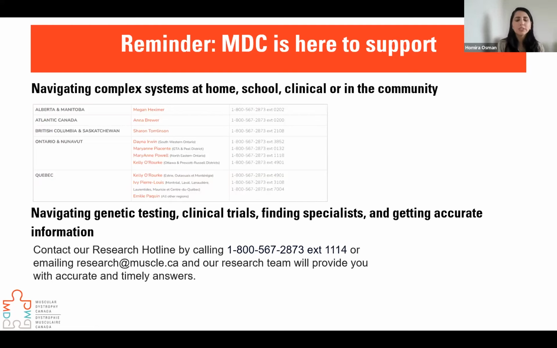We also have a research hotline that's nested within our system navigation program. If you need help getting a genetic test, finding a clinical trial, understanding what the clinical trials out there are and what those therapies are all about, finding specialists, getting accurate information, you can always reach out to us. Hey, I saw this article. What does it really mean? How does it impact me and my diagnosis?